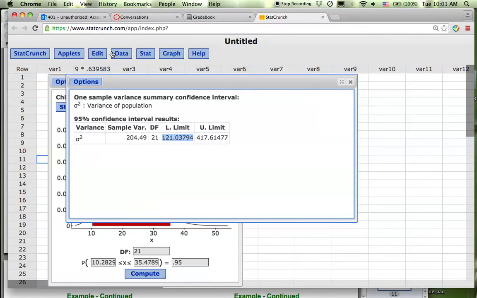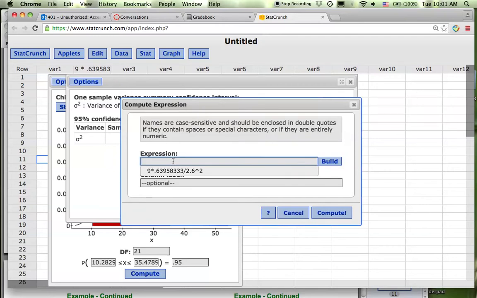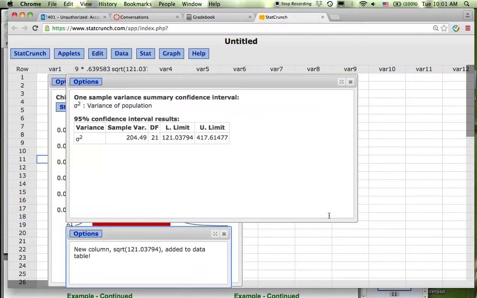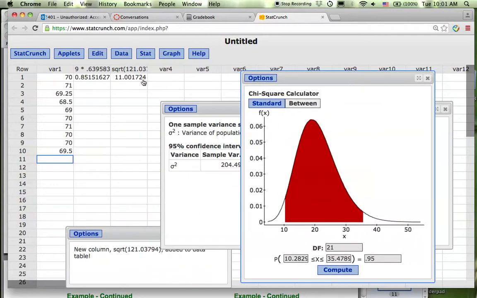If you copy it, you go to Data, Compute, Expression. This is like a calculator. You want to take the square root, so it's SQRT of this value. You put this value in brackets. If you compute, this is shown as a new column here. It's 11.0 if you round to one decimal place. So this is the lower limit for your confidence interval of sigma.